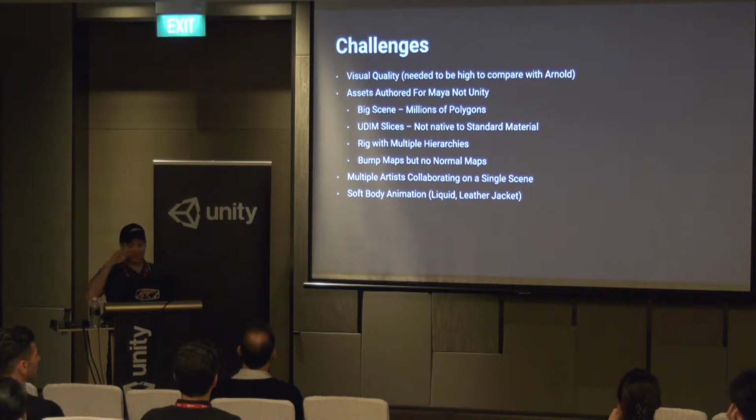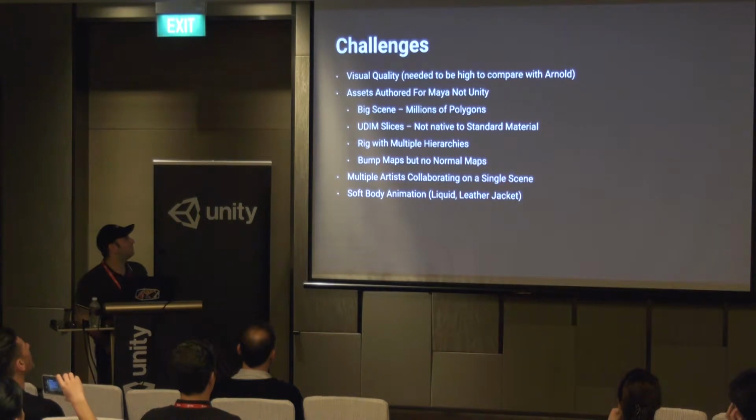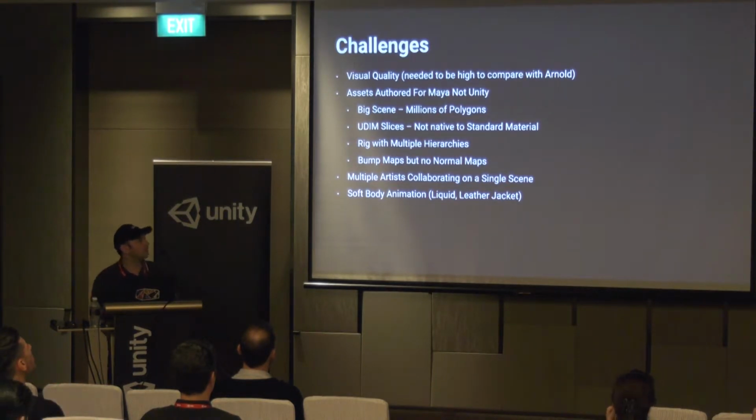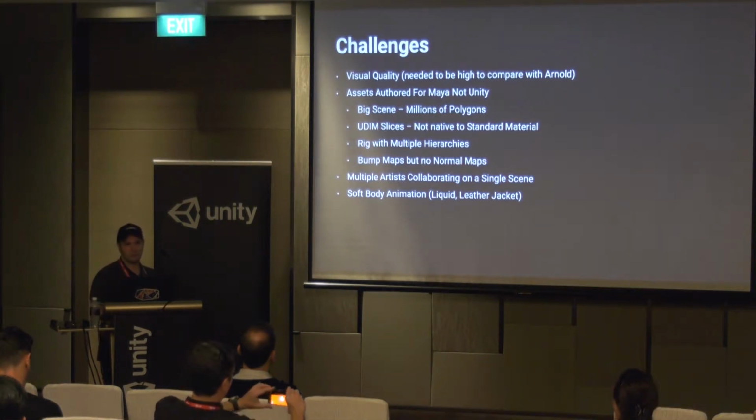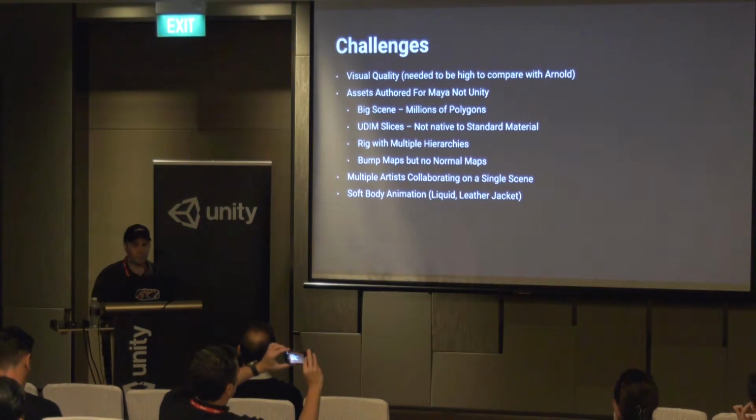Challenges. One of the tricky things was we had to really push the visual quality. We wanted to be able to compare this with something that we rendered in Arnold or Mental Ray. The assets were done without having Unity in mind. So it's a very big scene. It's got millions of polygons. When we work in this context, we don't really watch performance very much since we're rendering offline.